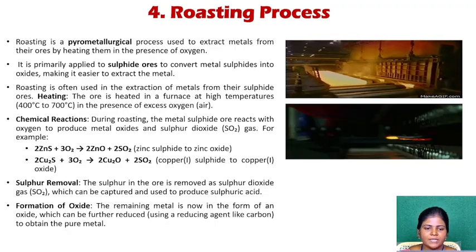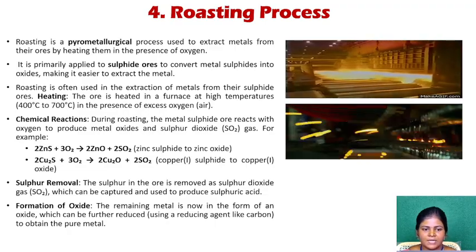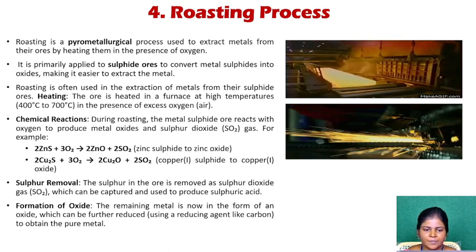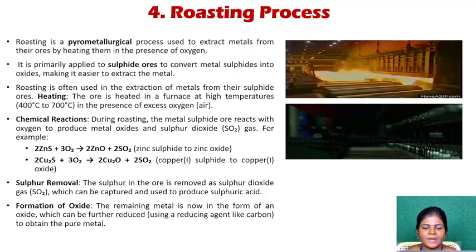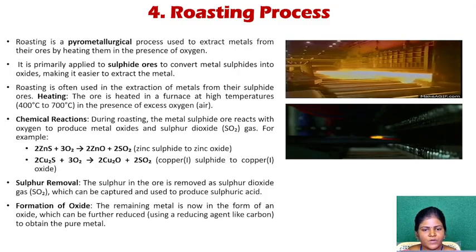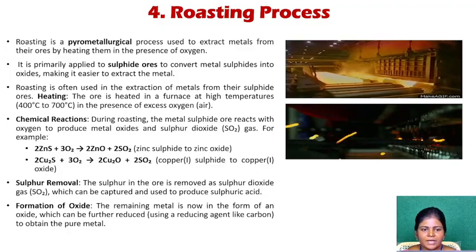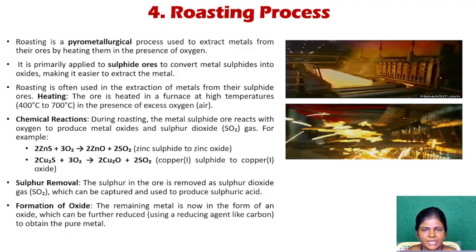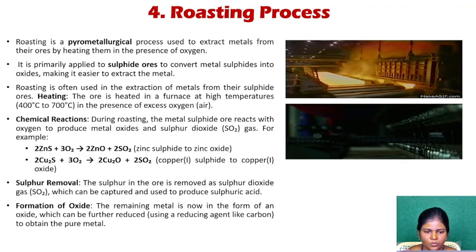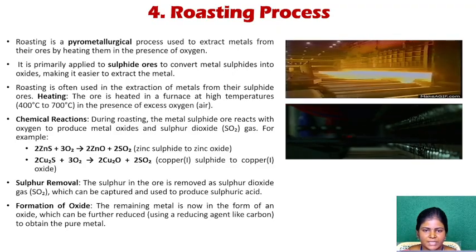So the chemical reaction that takes place here is that zinc sulfide is heated, that is, it is combined with oxygen to form metal oxide. Then it can be easily extracted from the metal. Finally the sulfur is removed and formation of oxide takes place.